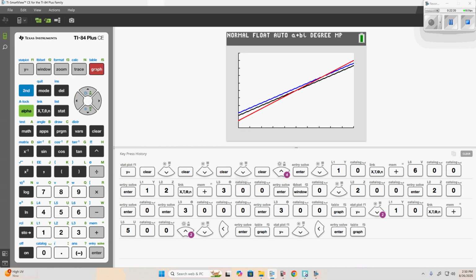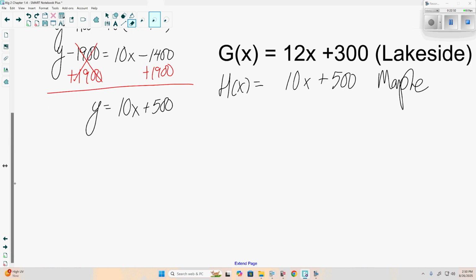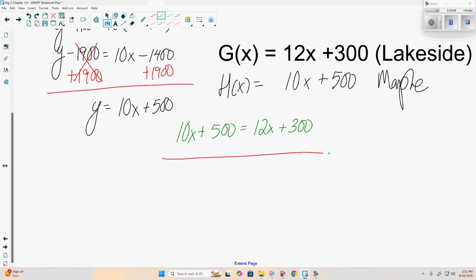Let's turn the other one back on. Now we do see at a certain point they do cross, yes? So it's figuring out when Maple and Sunview are the same, because once we figure out when they're the same, we can know where to start looking to see when Maple is going to be cheaper than Sunview. So we can set them equal to each other, then solve for the value of x.